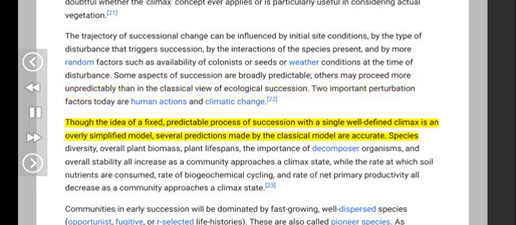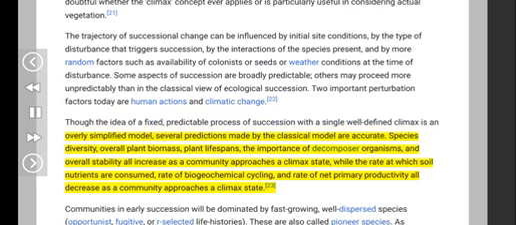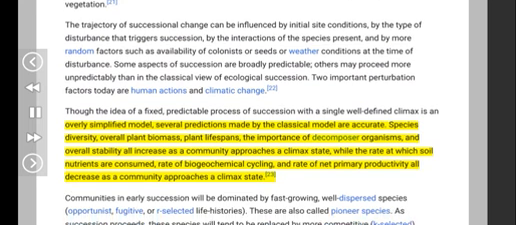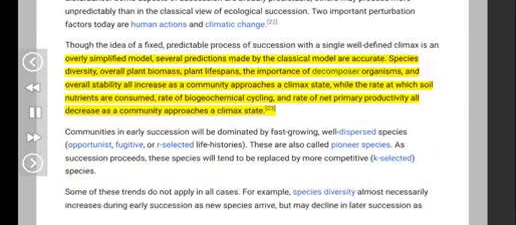22. Though the idea of a fixed, predictable process of succession with a single well-defined climax is an overly simplified model, several predictions made by the classical model are accurate. Species diversity, overall plant biomass, plant lifespans, the importance of decomposer organisms, and overall stability all increase as a community approaches a climax state, while the rate at which soil nutrients are consumed, rate of biogeochemical cycling, and rate of net primary productivity all decrease as a community approaches a climax state.